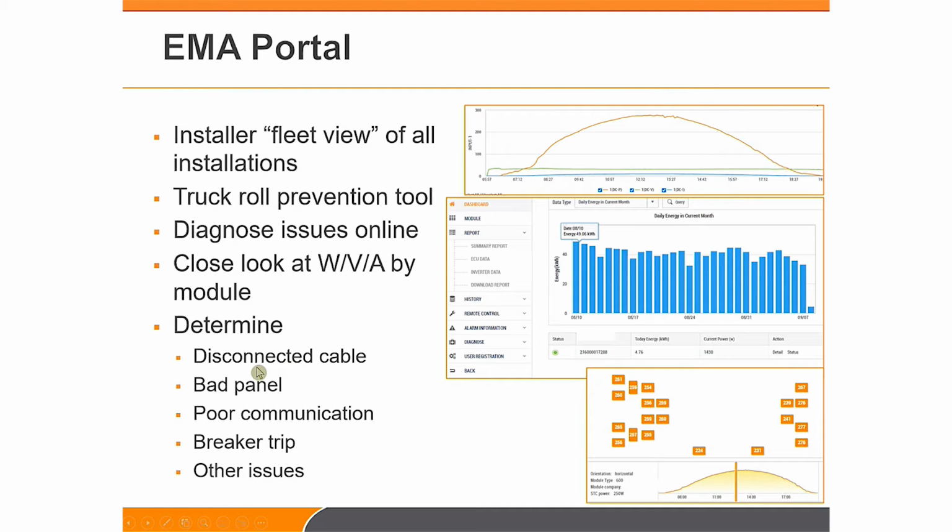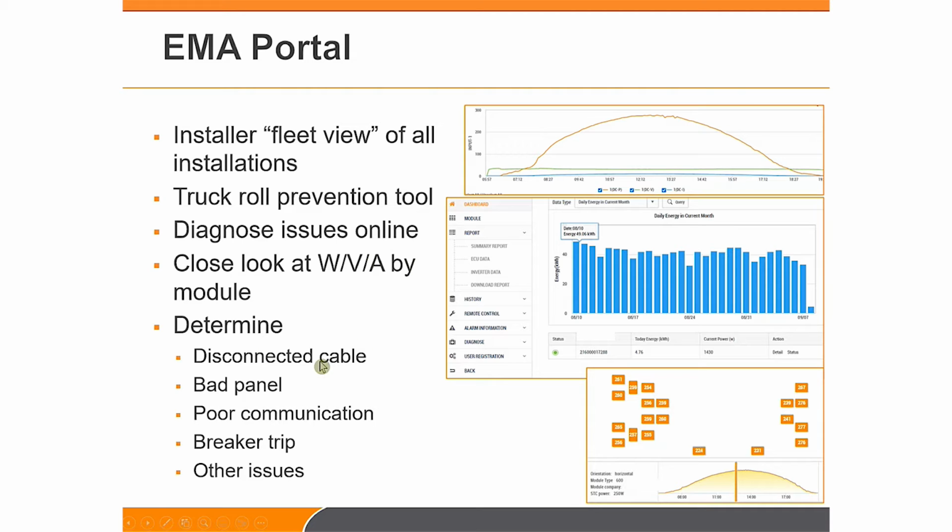At the end of the next topic, I'm going to show you some tips on how to determine things like disconnected cables, bad panel, poor communication, breaker trips. So instead of the customer calling you to say, oh, something's wrong with my system, I can show you by looking at the EMA portal on your installer access, potentially what is wrong before you go out. So it saves you a lot of time. Like I said, it's a truck roll prevention tool, and you have a quicker turnaround resolution time as well.